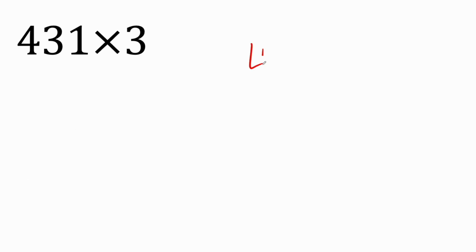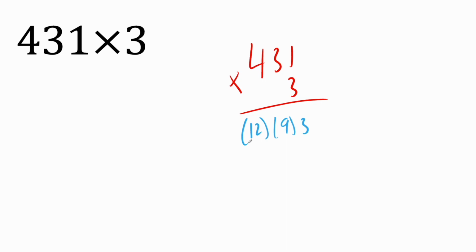So first what I'm going to do is rewrite this vertically. So 431 times 3. And instead of starting at right and going to left, you're going to start left. 3 times 4 is 12. So I'm going to put a parentheses 12. Then I do 3 times 3 is 9. Then I do 3 times 1 is 3. And I'll show you why parentheses are going to be useful. But that's our answer, 1293.